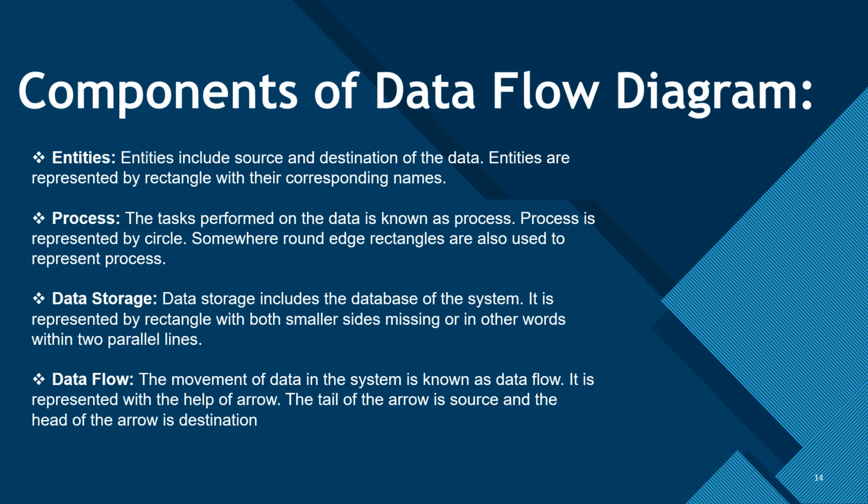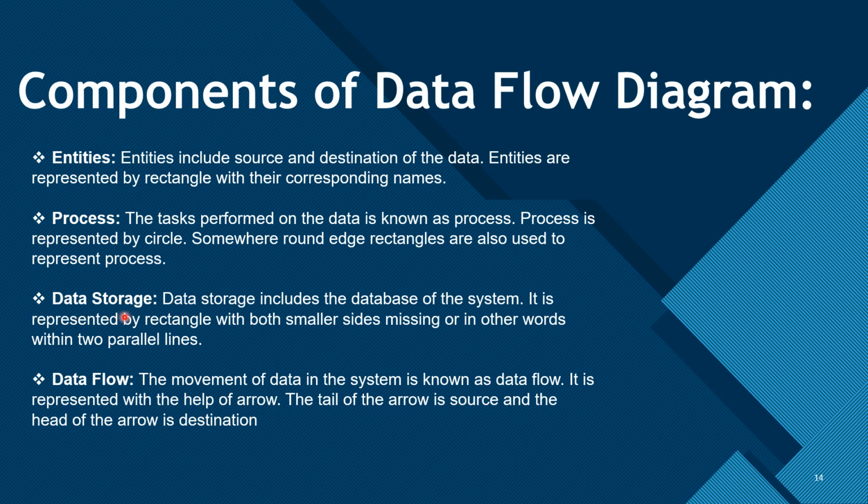Here is the explanation for the components of a data flow diagram. Firstly, the entities. Entities are nothing but the source and the destination of the data. That means these are the places from where the data is transferred and to where it is transferred, and these are represented by a rectangle with their corresponding names. Second is the process. A process is a task or a function that is to be performed on the data, and it is represented by a circle.